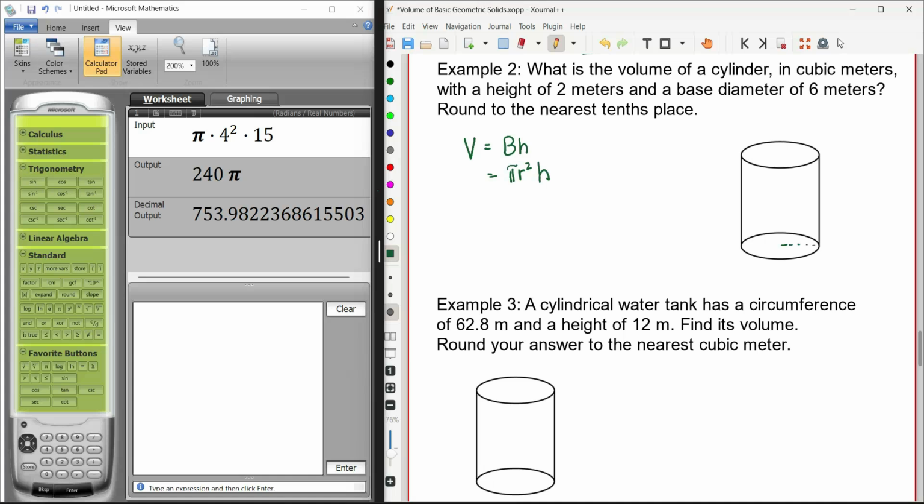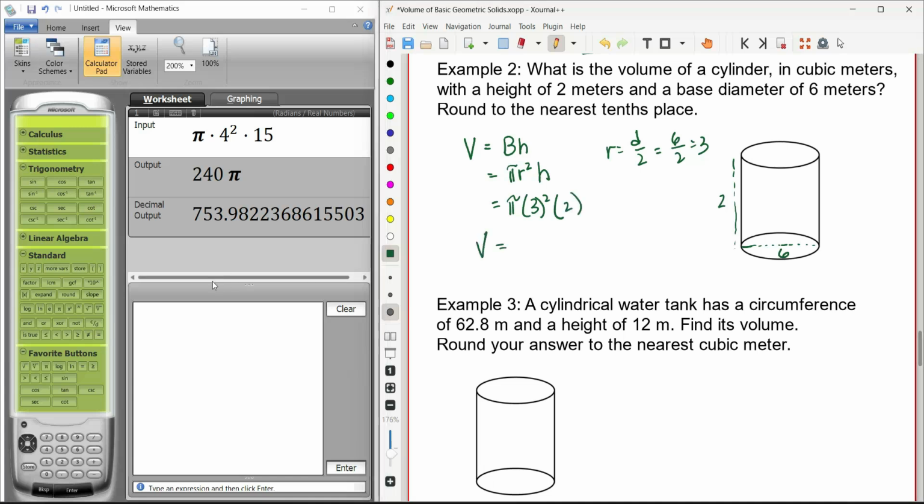Okay, so the given here is the diameter. We don't have the radius right away. So that's 6 meters. Height is given, that's 2 meters. All right, so if that's the case, we need to compute for the radius first. And the radius is equal to half of the diameter. So the diameter is equal to 6. We simply divide that by 2, and that's going to give us 3. Which means that this is going to be pi times 3 squared times the height, which is 2.